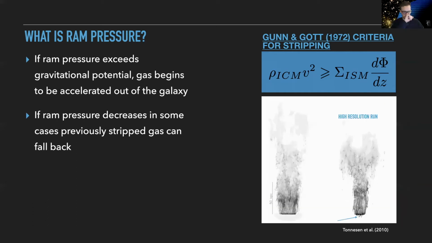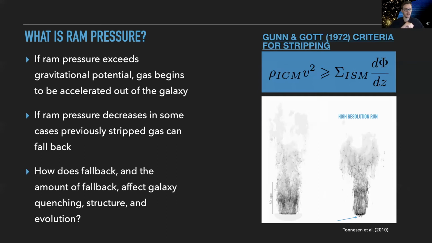This is more apparent if I just show a still screenshot from the high resolution run of the simulation. And you can see clearly indicated by the arrow that some gas has fallen back, punched through the disk onto the other side. Simulations have long predicted gas fallback. However, there's never been observations confirming that gas falls back.